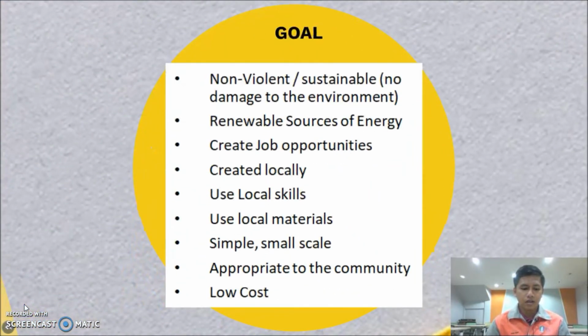Next, the goals of appropriate technology. First, non-violent or sustainable, which means no damage to the environment. Second, renewable sources of energy. Third, create job opportunities. Next, create locally, use local skills, use local materials, simple and small scale. Next, appropriate to the community, and lastly, low cost.